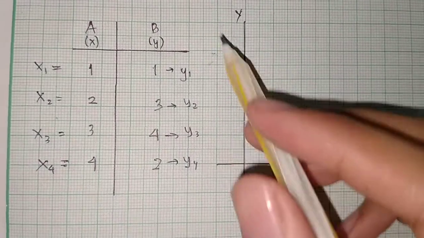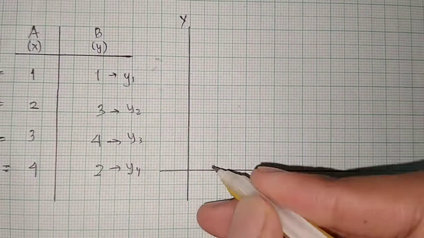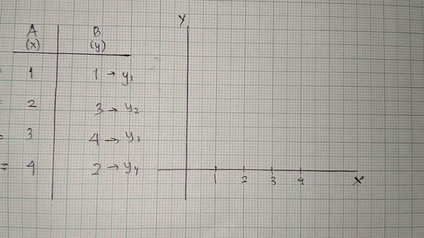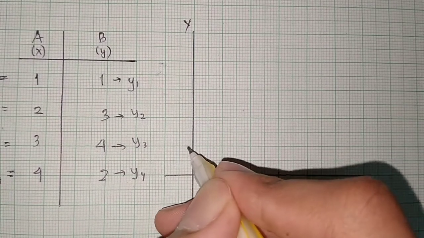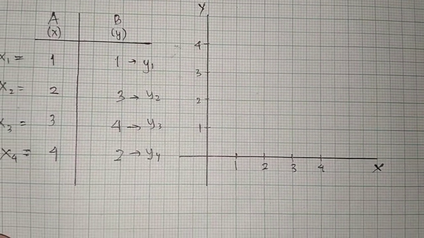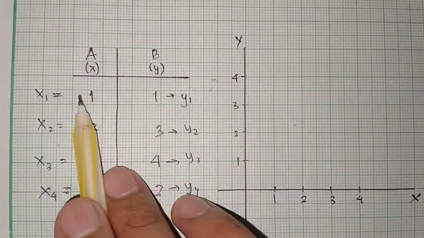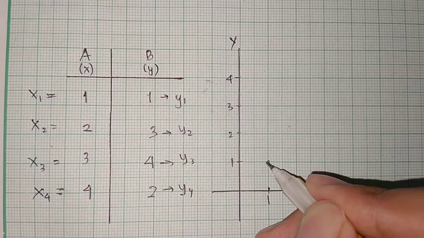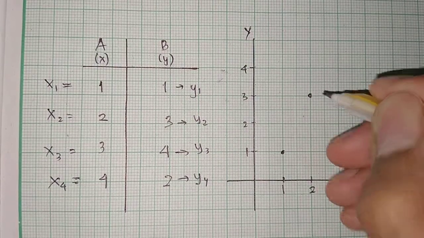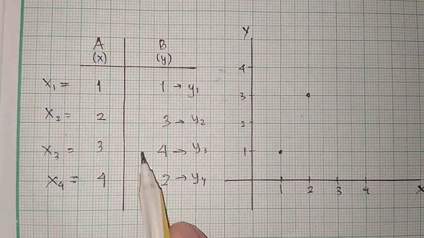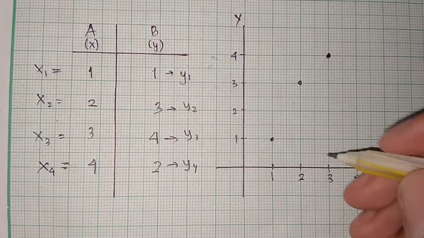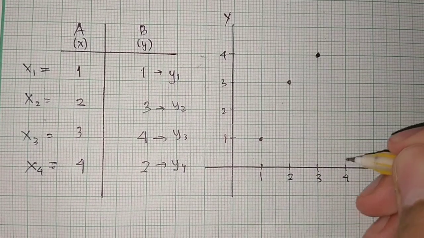Now we're going to make the coordinates again. This is 1, 2, 3, 4, and this is 1 again, 2, 3, 4. Let's make the points. The first point is 1, 1, so it will be here. The second point is 2, 3. The third point is 3, 4. And the fourth point is 4, 2.